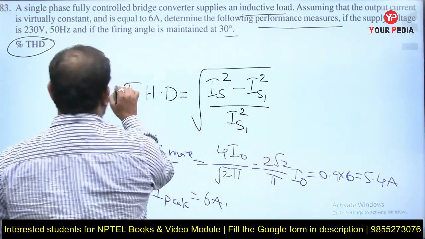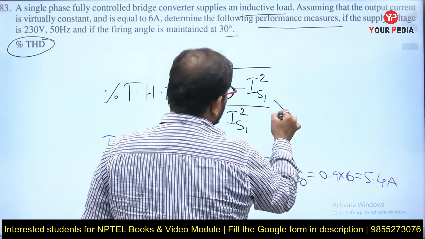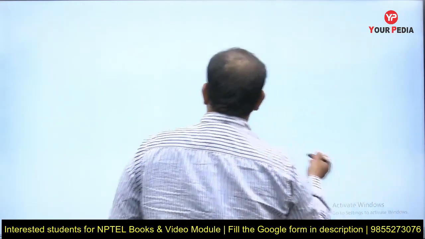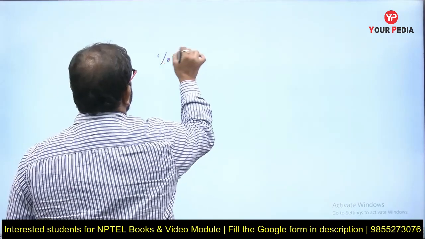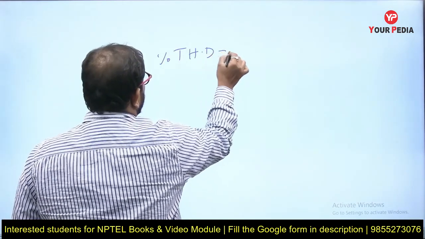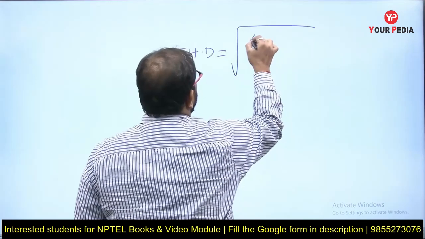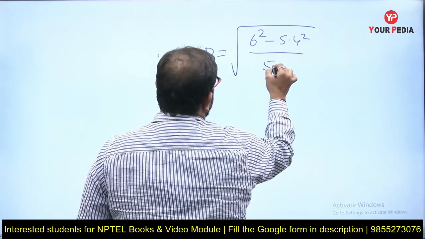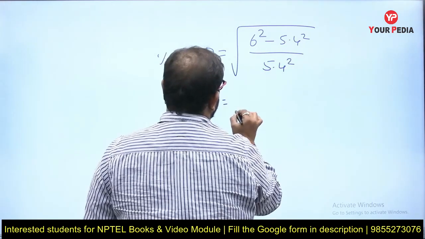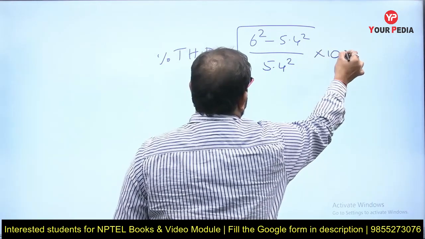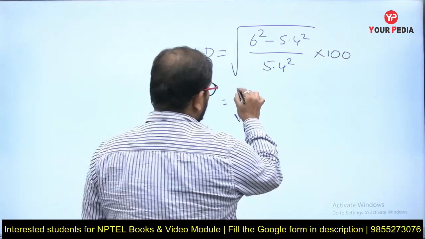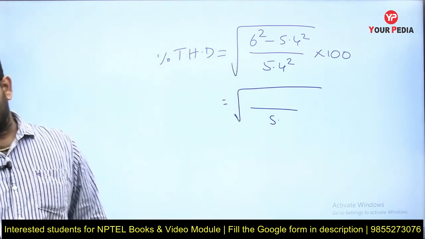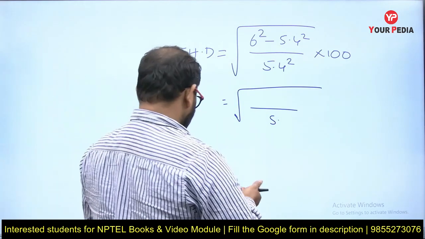If you want the percentage THD, you just need to multiply with 100. So what percentage THD value will we get? The percentage THD is equal to the square root of (6 square minus 5.4 whole square) divided by 5.4 square, multiplied by 100.